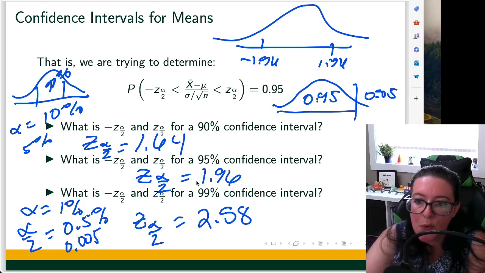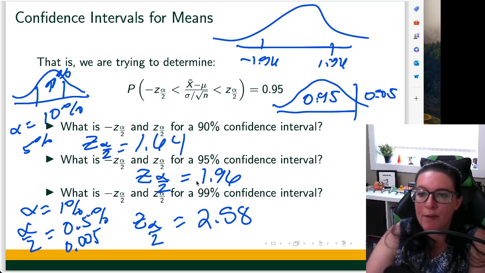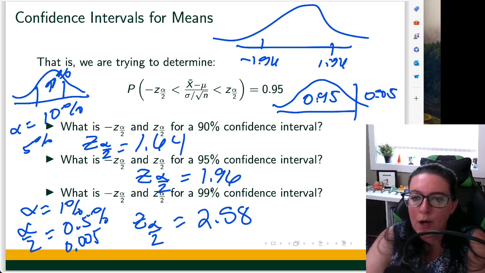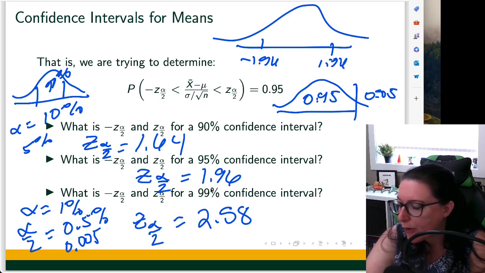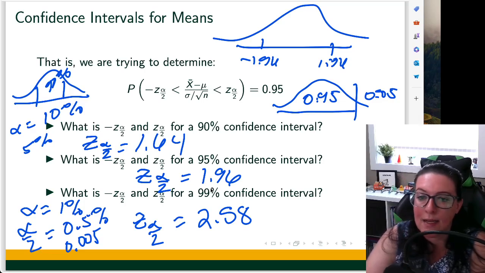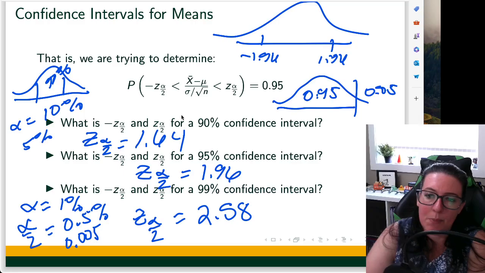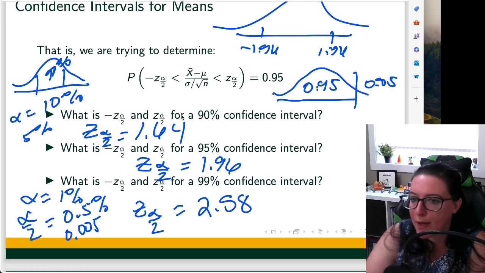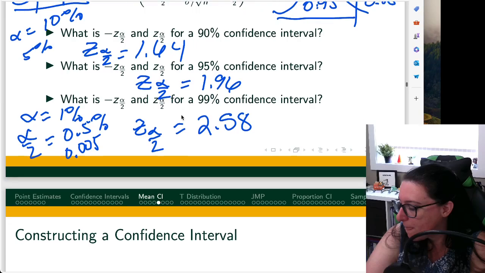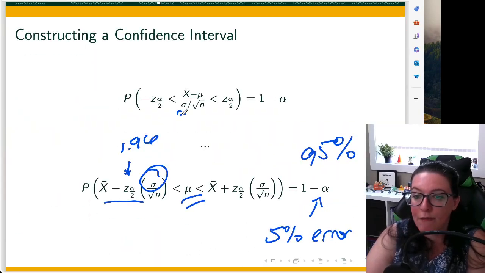So 1.64, 1.96, 2.58 are the Zs you will be using for your 90, 95, and 99% confidence intervals. So it's a good idea just to remember those. 1.64, 1.96, 2.58.